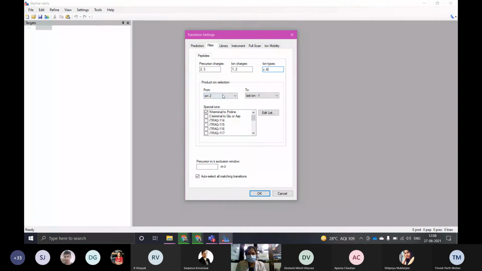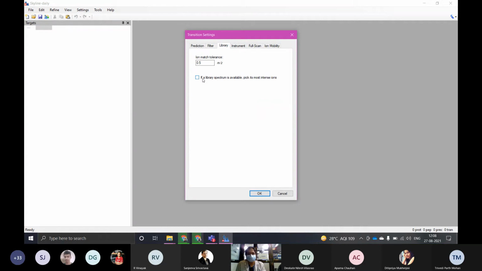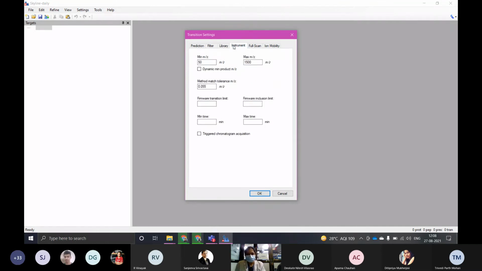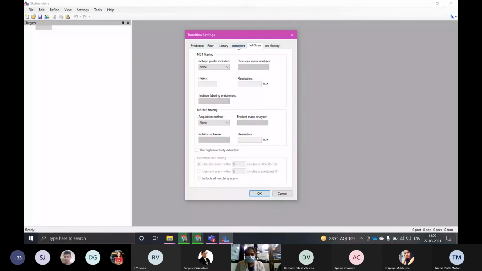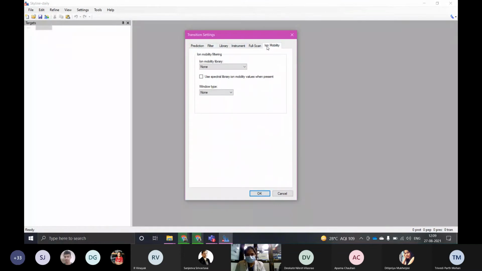Then product ion selection, from which ion to which ion the instrument should look for, is also to be filled in here. Whether you want to filter out your transitions based on the library can also be set, but we are keeping it default here, unchecked. Then there are a few tabs that are not relevant for you right now, so you will keep everything else as default and you can click on OK.